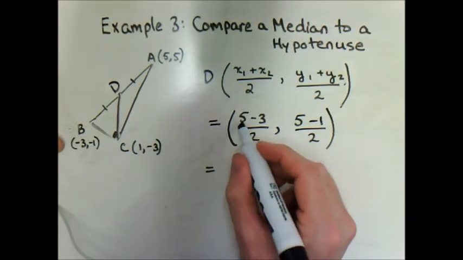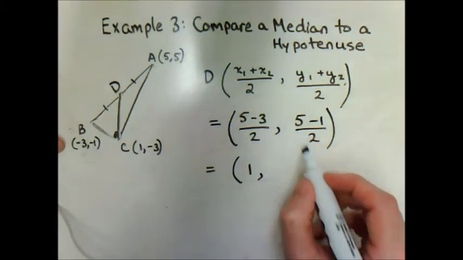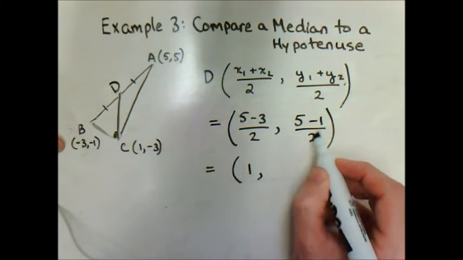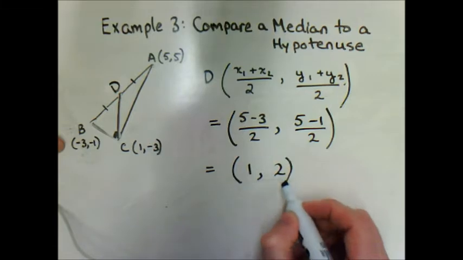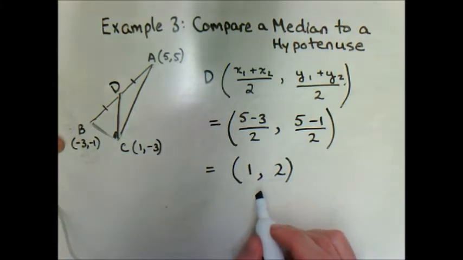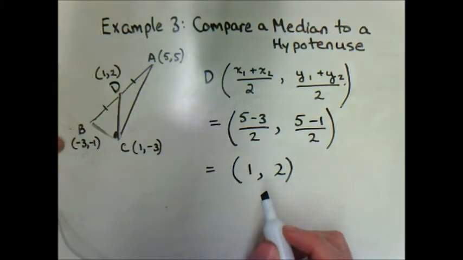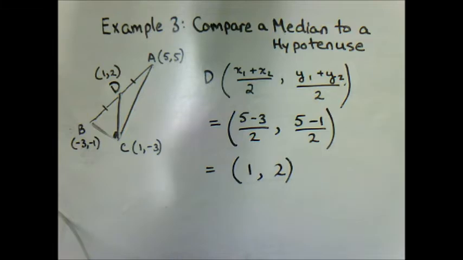We can reduce this. 5 take away 3 is 2, divided by 2 is 1. And 5 take away 1 is 4, divided by 2 is 2. So here we have the midpoint. Point D is found at (1, 2). I'm going to add that to my diagram. Good.